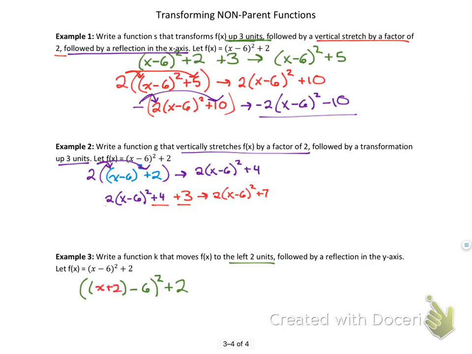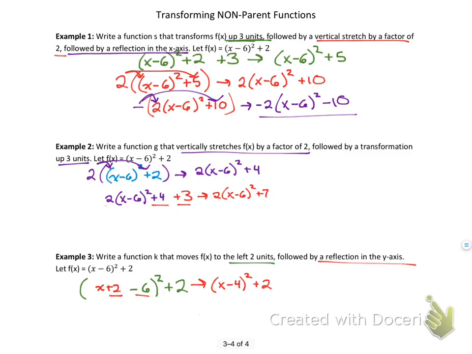All right, now, there's nothing to distribute there, so we can get rid of the parentheses and then combine like terms, because you're never going to leave something like that in the problem, right? Because we have this 2 and negative 6, so we get (x - 4)² + 2, followed by a reflection in the y-axis. Now this one's interesting.